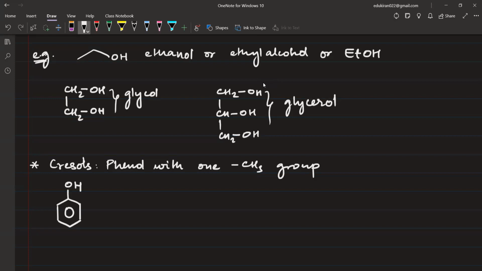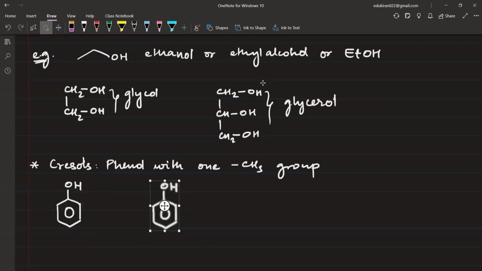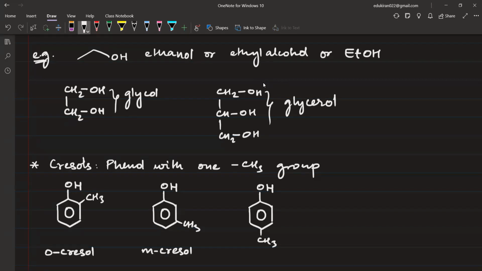So we have OH here. You can just copy and paste these things for the three cresols. Now CH3 can be in the ortho position, meta position, or para position. On the basis of that, you have three cresols. You can have CH3 here, in the meta position, or in the para position. When it is in the ortho position, we call this o-cresol. When it is in meta, we call this m-cresol. When it is in the para position, I will call this p-cresol.